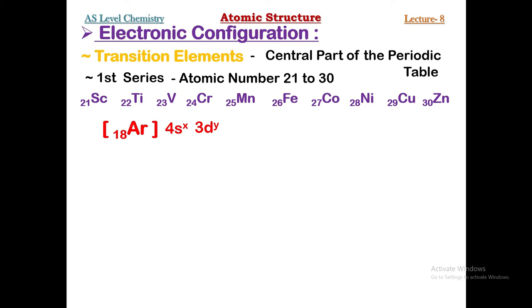Now what is the value of x and y? Simply you can remember x is always 2, because subshell S can contain a maximum number of 2 electrons, but there are two exceptions to this number, one element chromium and other is copper. The number of electrons in 4s for chromium and copper is 1. What is the reason? We will write down the electronic configuration and then I will give you an explanation. The number of y, d can have maximum 10 electrons. So y can have any value between 1 to 10. So this is the formula. By using this formula, you can write down electronic configuration for any transition element.